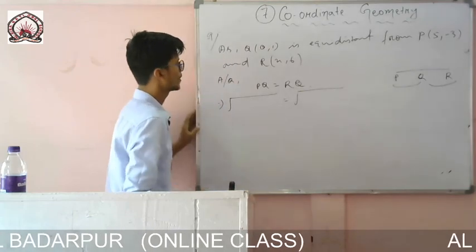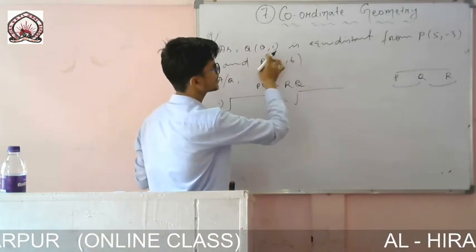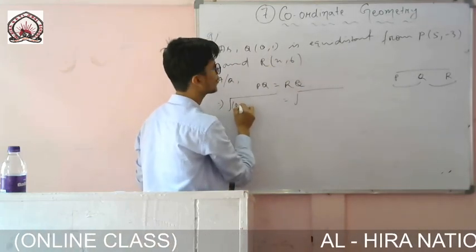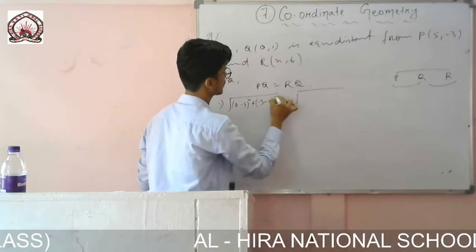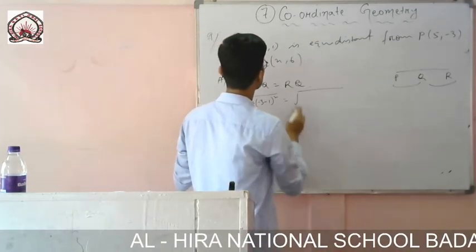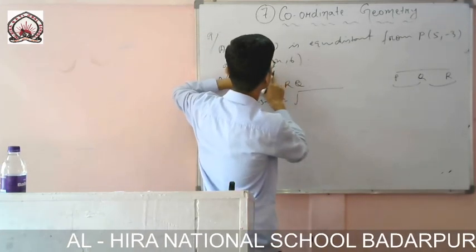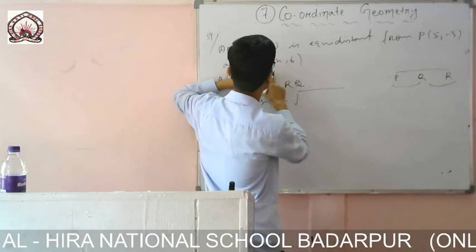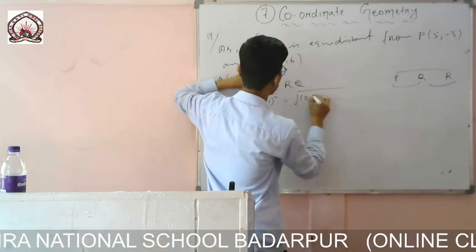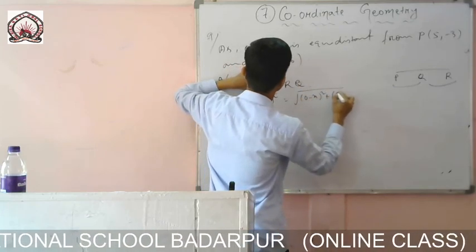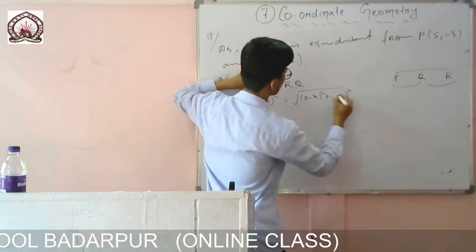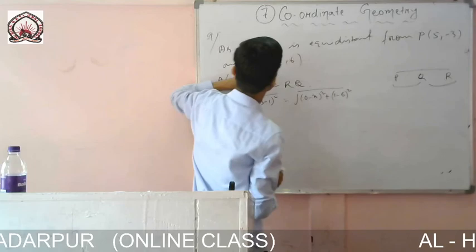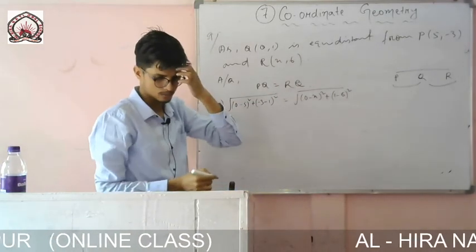So PQ: P is here, Q is here, so 0 minus 5 whole thing squared plus minus 3 minus 1 whole thing squared. And RQ will be again 0 minus x whole thing squared plus 1 minus 6 whole thing squared.